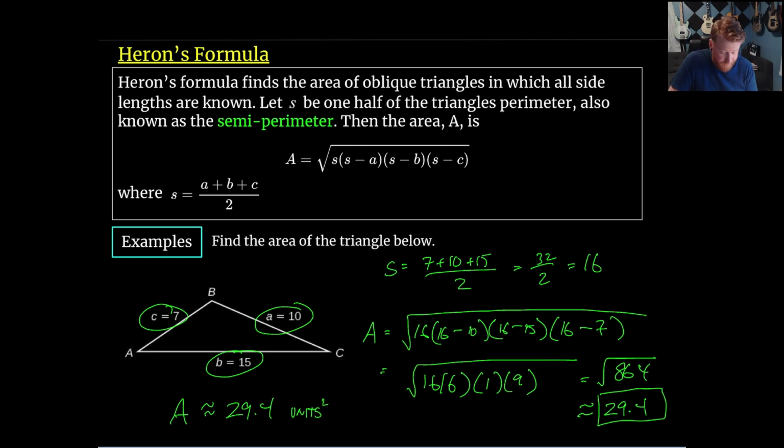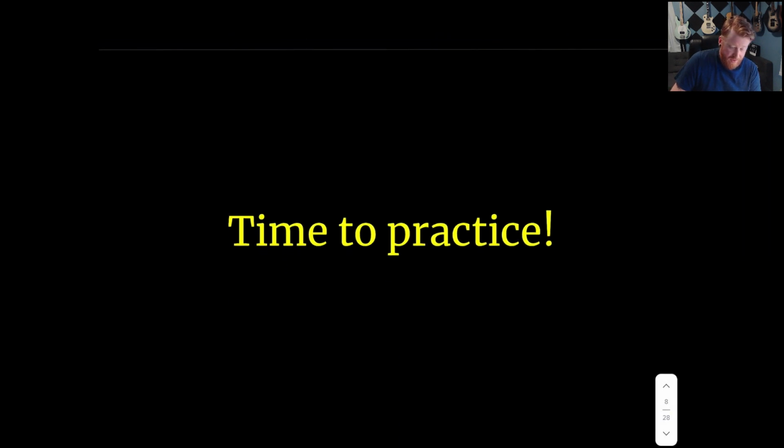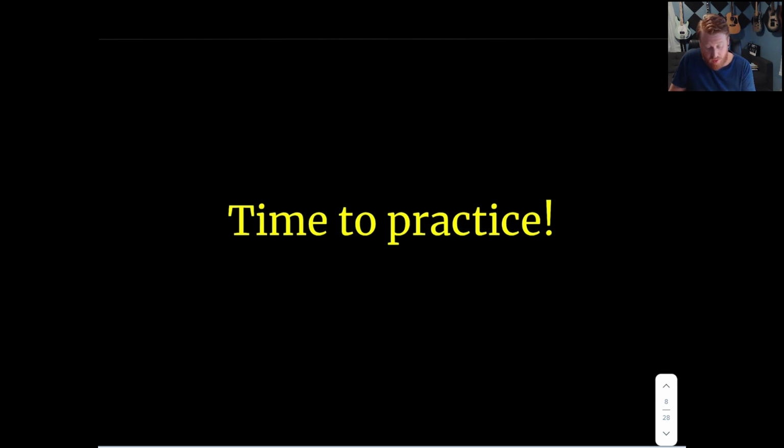So there we go. There is Heron's formula in action. We'll find the semiperimeter, then we'll plug it into this formula that involves the semiperimeter and do a little computation there. So with that, I will leave you to go practice some exercises here.